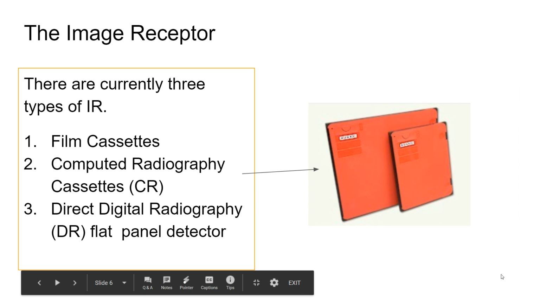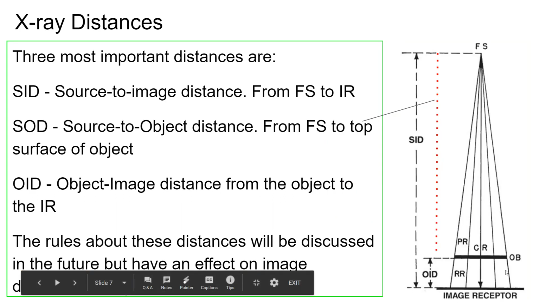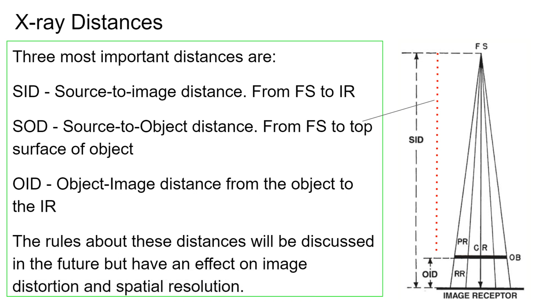So we've discussed this already. We have 3 types of image receptors. Either you capture the image on film, CR, or directly onto a flat panel detector in DR. So some other stuff about this diagram. I think it's the same exact one, but I didn't point out everything before.